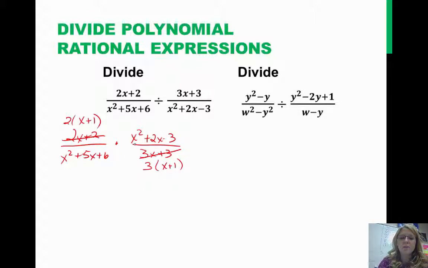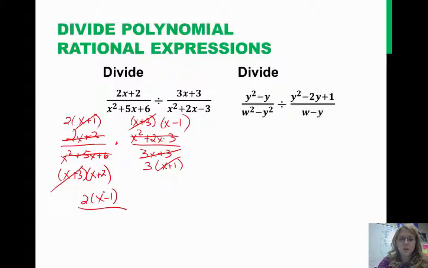These two, I'm going to need to use my box method to solve. I'm not going to show it right now, but I'm going to end up with x plus 3 and x plus 2 on that one. And on this one, I would end up with x plus 3 and x minus 1. Okay, so now I have it all factored out. I can cancel the like factors, and I think that's all I have. So this will be 2 times x minus 1 over 3 times x plus 2.